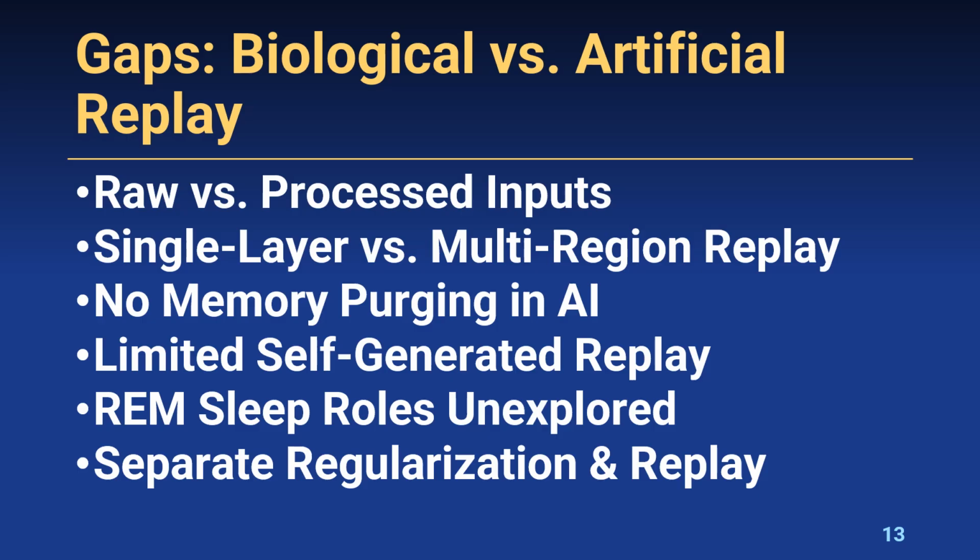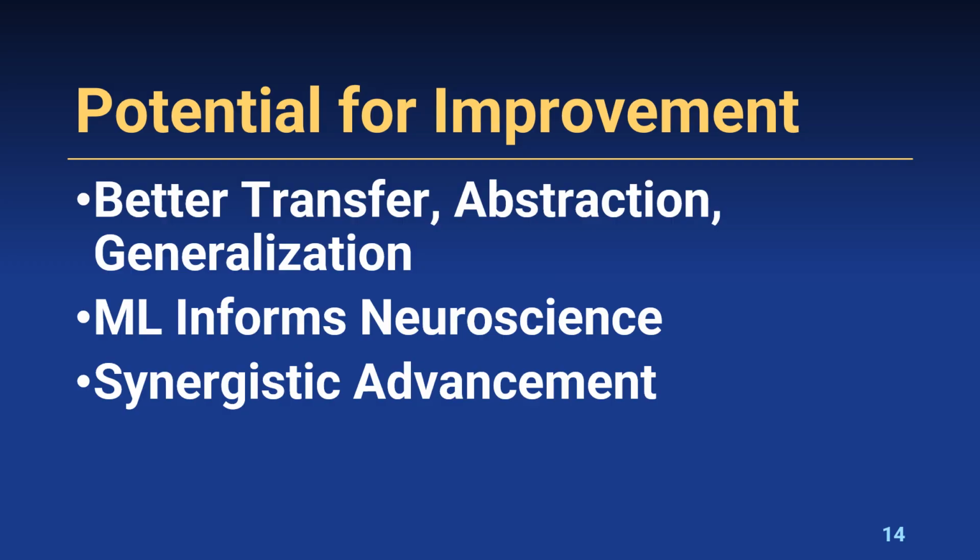Also, in biological networks, regularization and synaptic changes occur simultaneously with replay, but in artificial networks, these mechanisms have largely been explored independently. Incorporating more biological mechanisms into artificial replay implementations holds immense promise. It could lead to deep networks exhibiting better transfer, abstraction, and generalization capabilities. Conversely, advancing replay in artificial networks can also inform future neuroscientific studies of replay in biology, perhaps by suggesting optimal memory selection strategies.